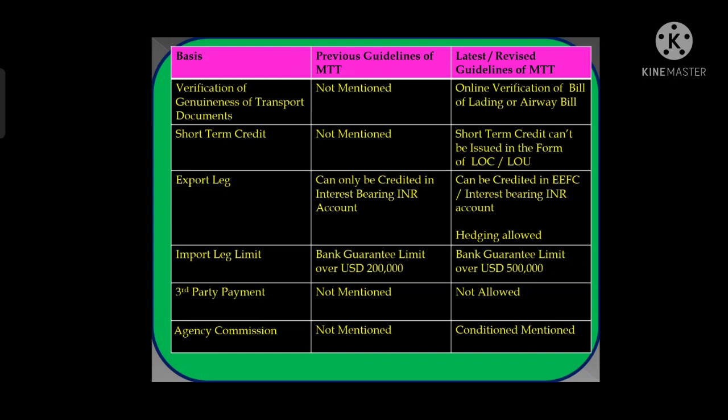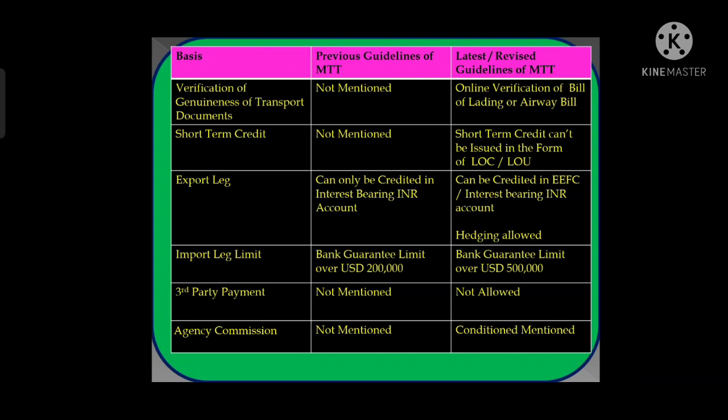In case of the export leg, in the previous guideline, the export leg amount could only be credited in the INR account, meaning the Indian current account. Whereas in the revised guideline, it can be credited in an EEFC account or in an INR account. The merchanter has the option to credit either of the two accounts. Along with that, hedging is also allowed by the Reserve Bank of India under its revised guideline. Whereas in the import leg, there was a limit of USD 2 lakh earlier, but now the limit has been raised up to USD 5 lakh.